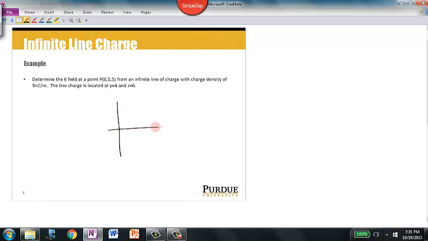We've got our Cartesian coordinate system, and we've got a point that is 0 on the x-axis, 5 on the y-axis, 1, 2, 3, 4, 5, and 5 on the z-axis, 1, 2, 3, 4, 5. So that point is about right there, (0, 5, 5). And the line charge is located at y equals 4 and z equals 0, so that's 1, 2, 3, 4. Right there, nothing in the z.